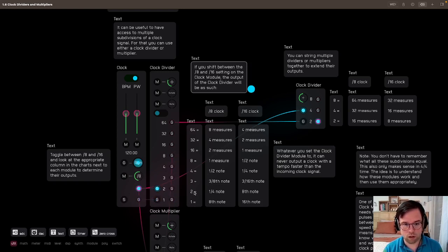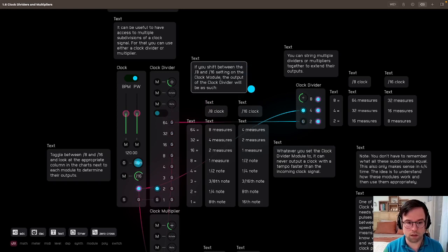Divided by 2, we have a quarter note. 3 is the 3/8 note, 4 is the half note, 8 divided by 8 equals 1, so that equals 1 measure. Divided by 16, 2, 4, and 8 measures. So the longest clock period we have coming off of here is 8 measures long, relative to this 8th note pulse that we have coming here at 120 beats per minute.